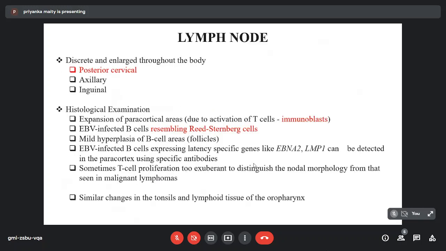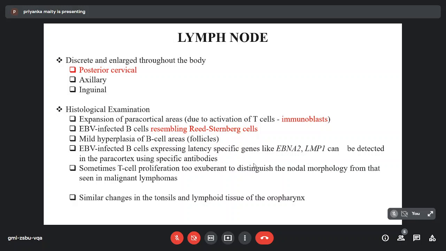Pathological changes in lymph node. Lymph nodes are discrete and enlarged throughout the body. The most common lymph node to be affected by IM is the posterior cervical lymph node. Axillary and inguinal lymph nodes can also be affected.